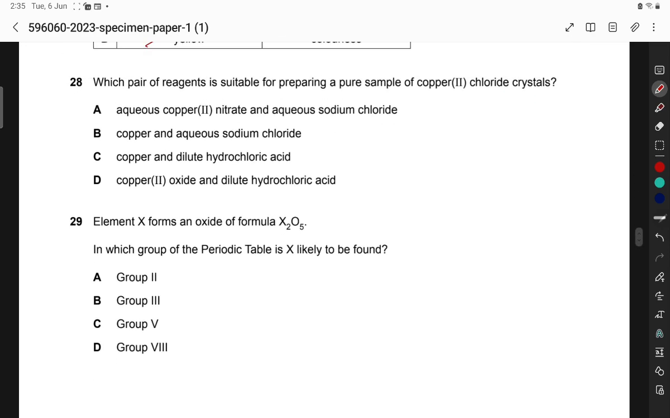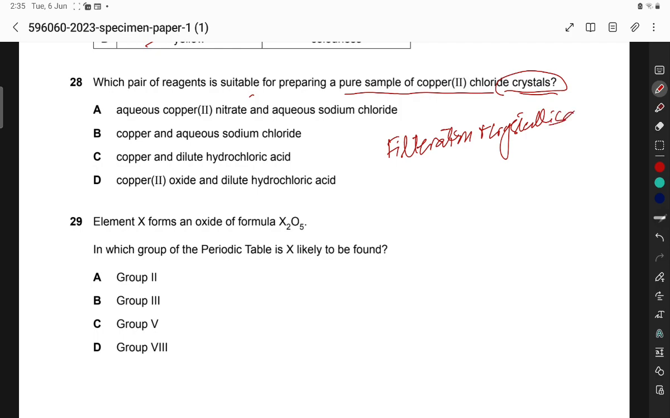Question number 28. Which pair of reagents is suitable for preparing a pure sample of copper 2 chloride crystals? Aqueous copper 2 chloride is crystal, and suitable method for preparing copper 2 sulfate crystal is filtration and crystallization.